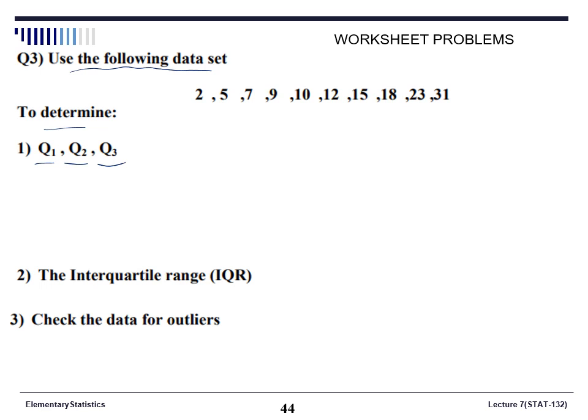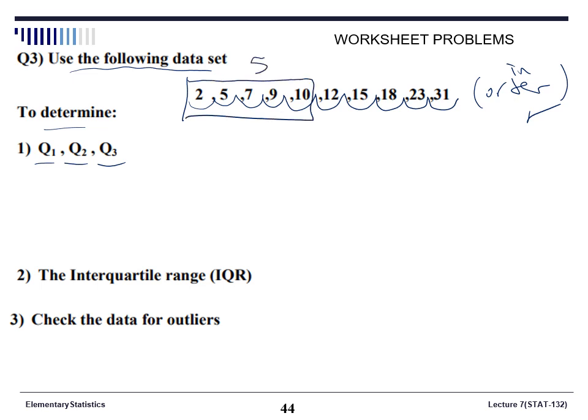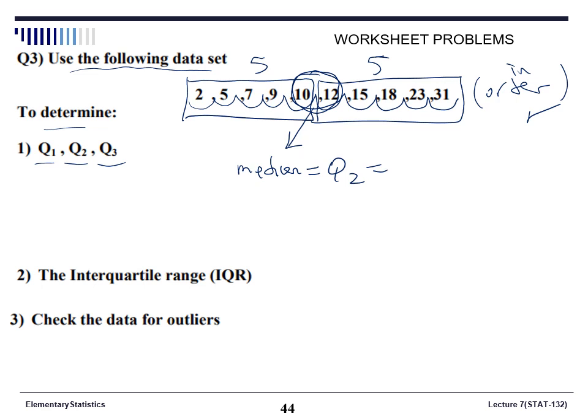Now the first thing you have to check is the order. Is the data set in order? Yes. So in this case, you find the median. How many numbers do we have here? 1, 2, 3, 4, 5, 6, 7, 8, 9, 10. So you can divide this data into 2 groups, 5 here and the other 5 here. The median of the data set is equal to the second quartile, which is 10 plus 12 over 2.